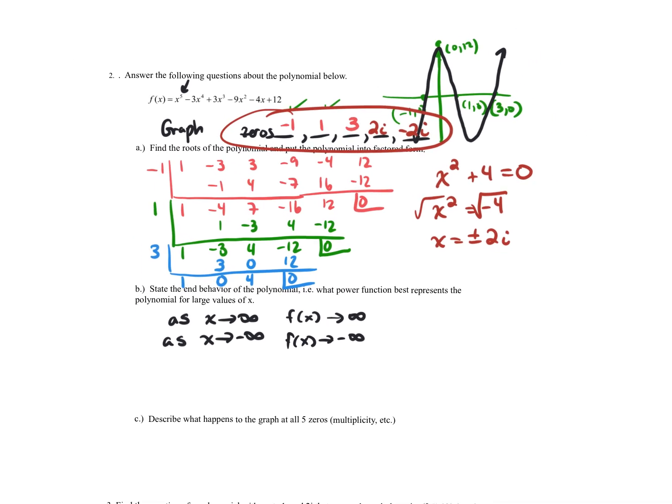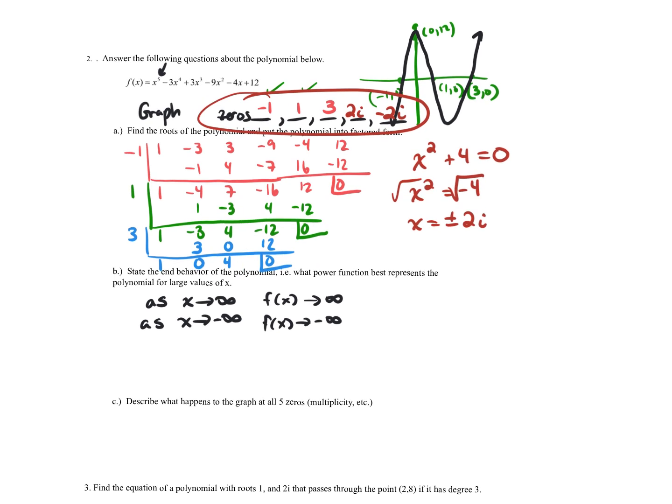Finally, this says what happens to the graph at all 5 zeros? Well, in this case, they all cross. Remember, if a zero touches, then it has an even multiplicity. So we put a power on it that's even.